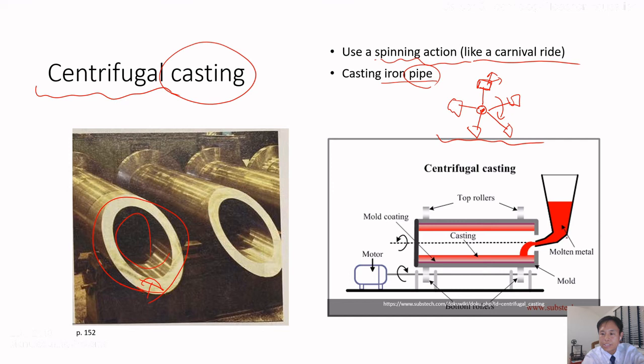So this is the graphical model. Molten metal is poured in here and put into this mold. This is a mold, and when we pour the molten metal into the mold, it rotates, spins, and automatically the molten metal sticks to the outer side, to create the pipe shape. Right, this is the example of centrifugal casting.